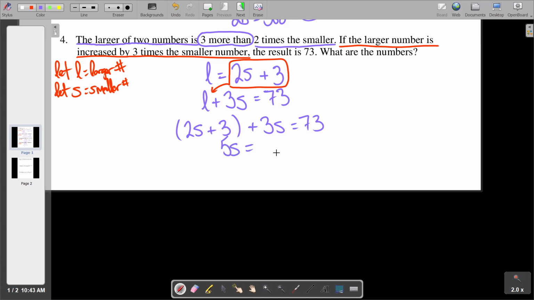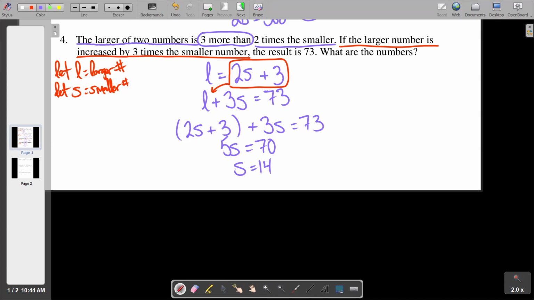Subtract your 3. What do you get? 70. Divide by 5. What do you get? 14. Yeah. 70 divided by 5 is 14. And now I read the question and I'm crossing my fingers going, come on, man, I hope they ask me for the smaller. And I go, no, they asked me for both. Okay, so I guess I got to finish the job.